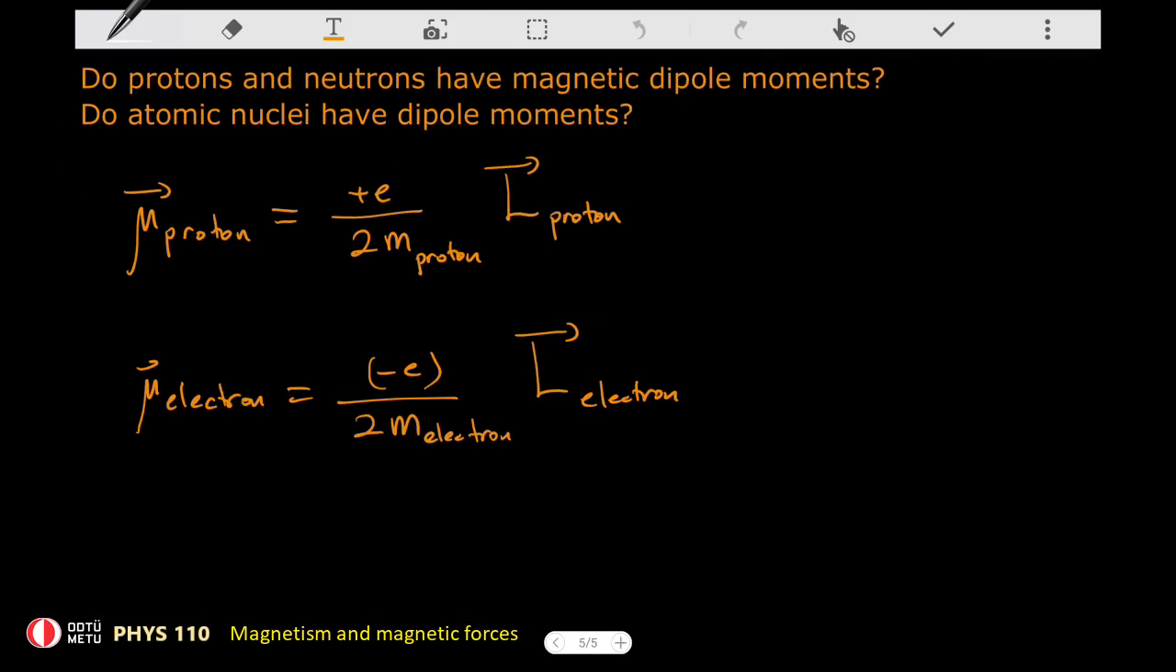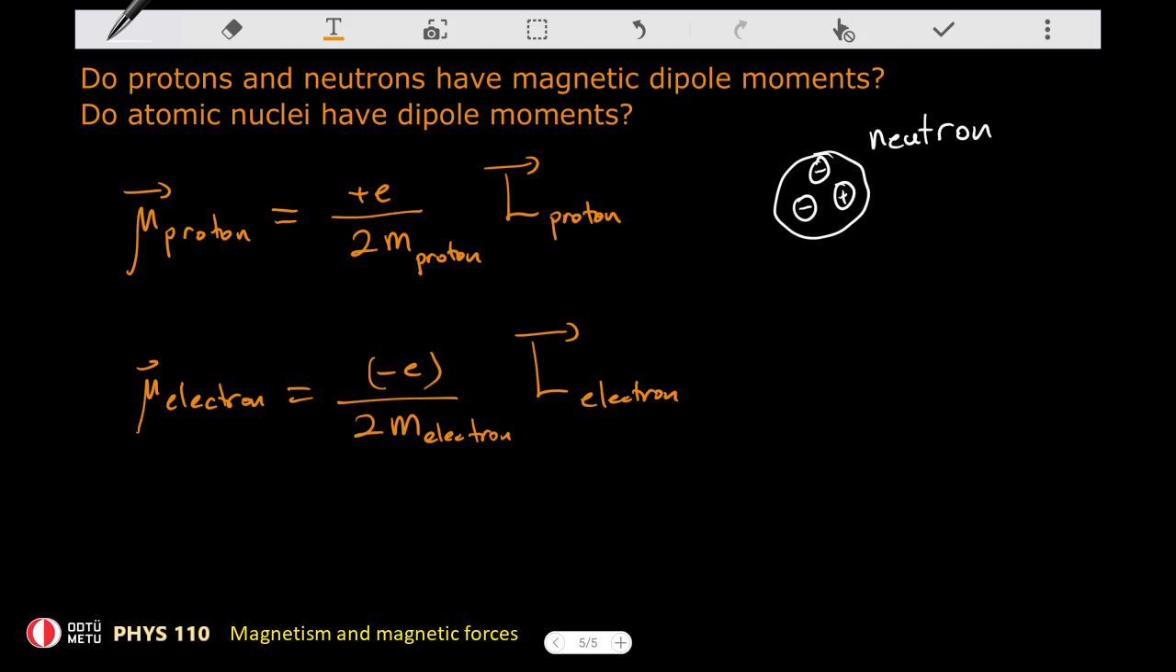Then there are the protons and neutrons. Do they have magnetic dipole moments? Yes, they do. They also have spins, both the proton and the neutron. The neutron is kind of complicated. We know that it's neutral, that's why we call it the neutron, but it's actually formed from charged particles. We know that there are at least 3 quarks inside. I think 2 of them are negative and one of them is positive, but I forgot which ones.